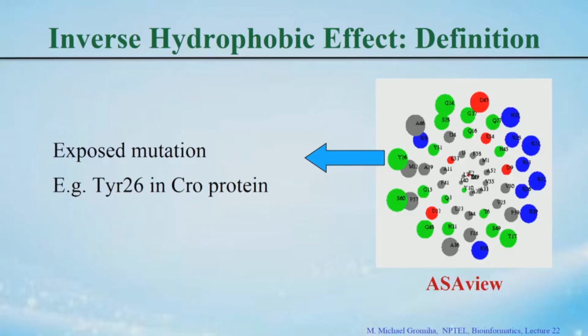So, the mutation is at the exposed position, right, this is Y26, tyrosine 26, exposed, and it is in a coil. Then what will happen? If you mutate this residue, can we see the same trend, that hydrophobicity has a direct correlation with stability? Let us see.